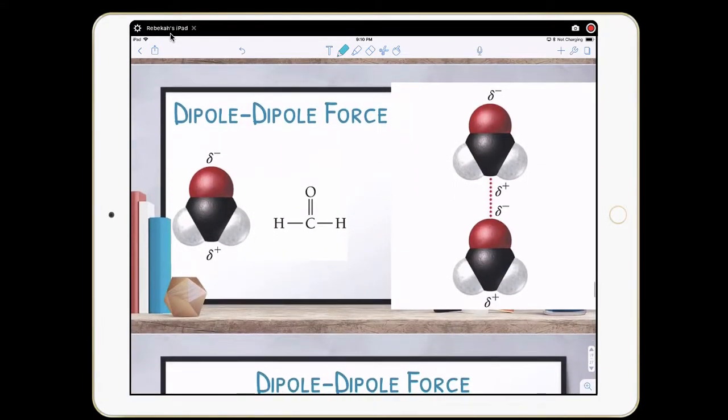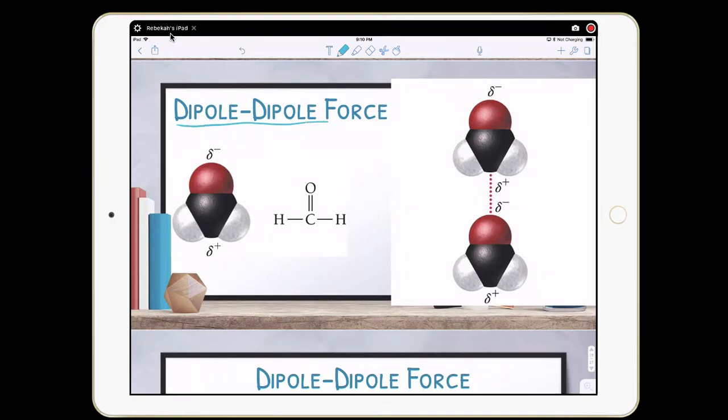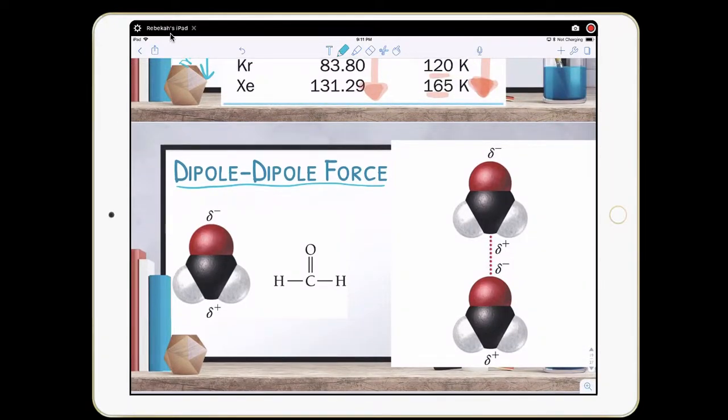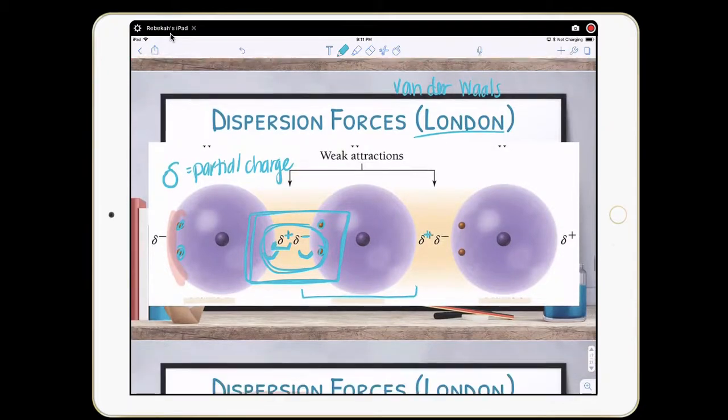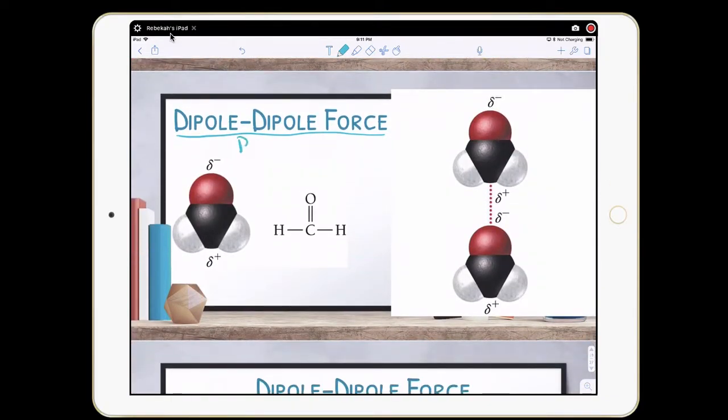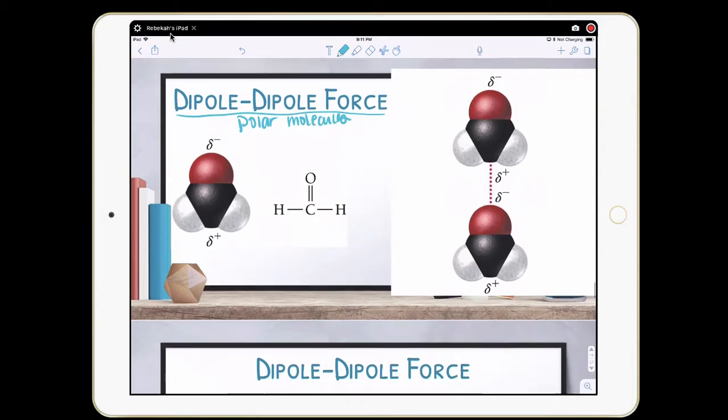Okay. Now, the next force is called a dipole-dipole force. Dipole-dipole force means you have to have a polar molecule. So here, London dispersion can be with an atom or molecules that are non-polar. Okay, as soon as you have polarity, all polar molecules have dipole-dipole forces.